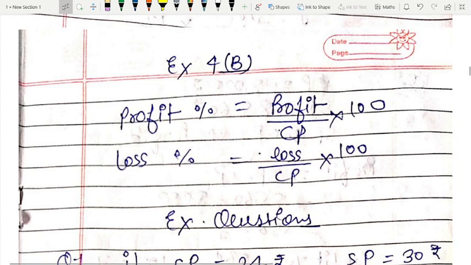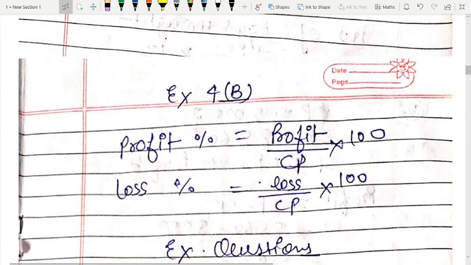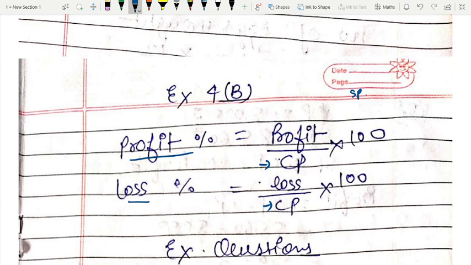Now let's understand the question. And after this, I would like to tell you that profit or loss, both always occur on the cost price. So we will assume the cost price if in any question the selling price is given and the cost price is not given.